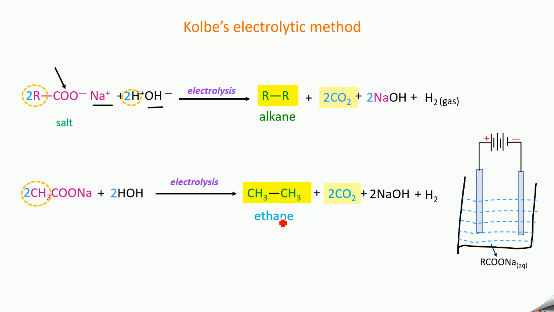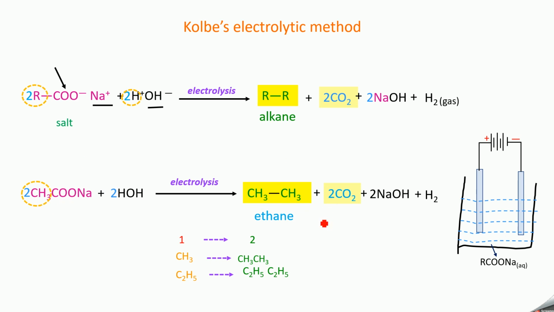Here we are getting an alkane with 2 carbon atoms, but here you are using only 1 carbon atom. So when you use an acid with 1 carbon, we are getting an alkane with 2 carbons. For example, if you use sodium acetate, then you are getting ethane with 2 carbons. If you use C2H5, then you are getting 4 carbon atoms, butane.